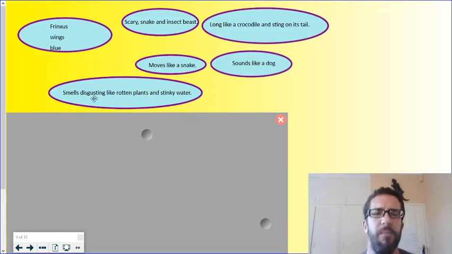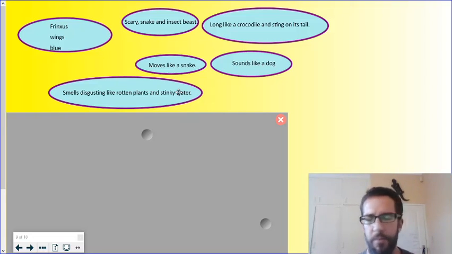And then finally, what does it smell like? Well, I've got down here, it smells disgusting. And in my mind, I'm thinking like rotten plants and stinky water. Because in my mind, I was thinking this creature, if it smells like rotten plants and stinky water, it lives somewhere in a swamp. All right, so I might write a sentence there about how bad it smells because it lives in this place where there's lots of rotten plants and stinky water. In my mind, that's a swamp or a bog or something like that. Okay, so as you can see, those are my ideas. And what I'd like you to do now, or after the video, is think of your creature.